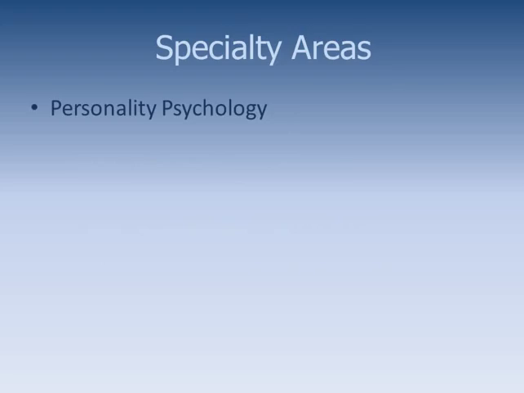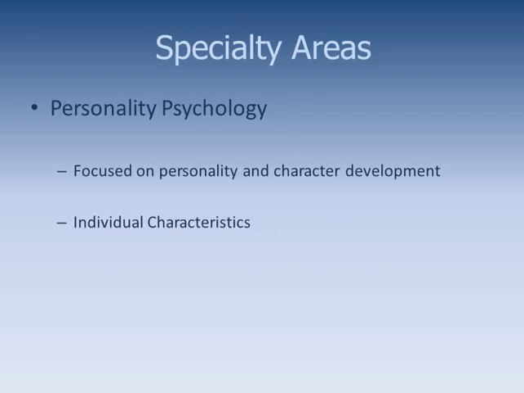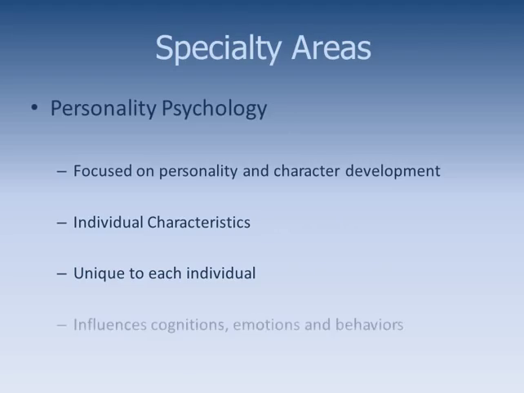Next is personality psychology. Personality psychology focuses on the personality and character of individuals and how they act and develop. Personality can be thought of as a dynamic and organized set of characteristics that each person has. Each set of characteristics is unique to each individual. These characteristics are said to influence individuals' cognitions, motivations, and behaviors depending upon the situation. Each personality is idiographic or unique to the individual.